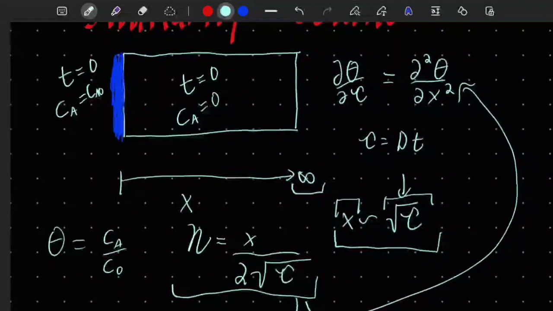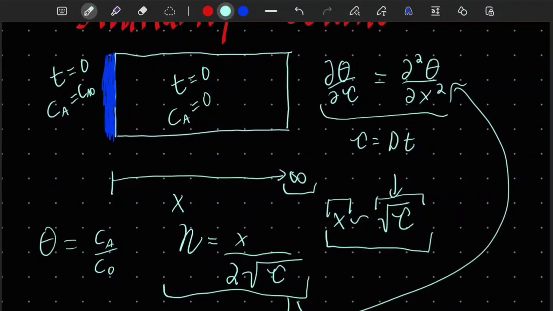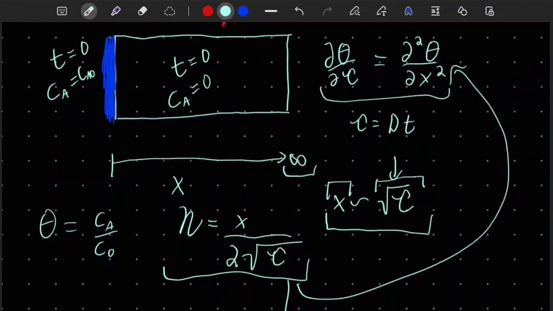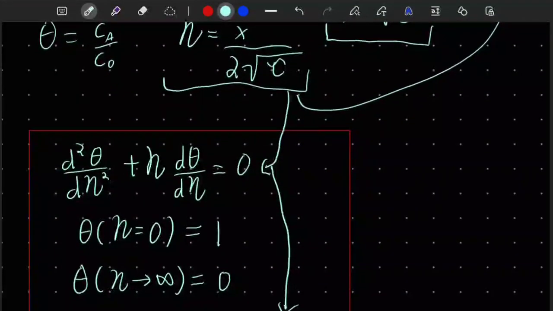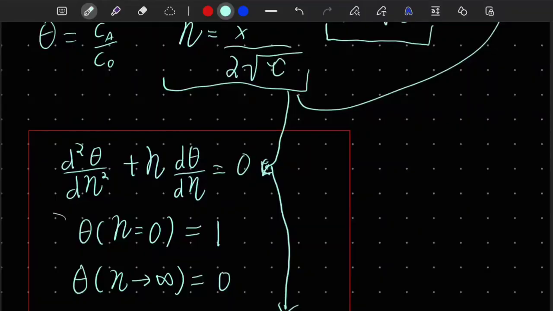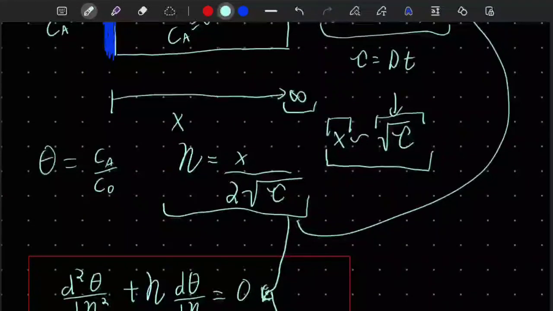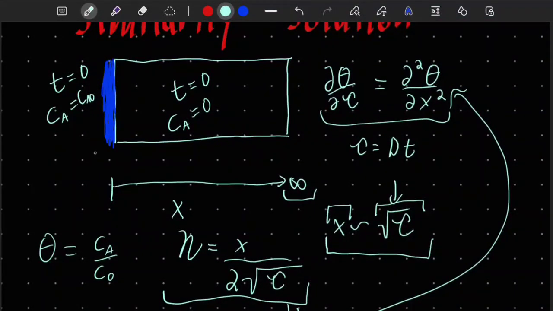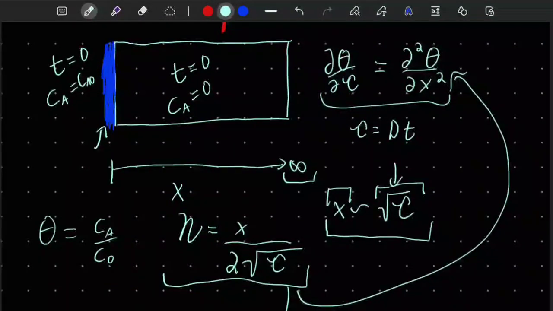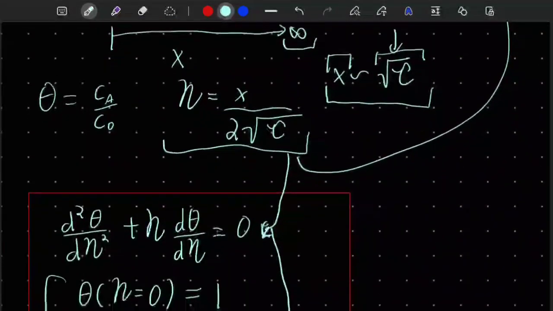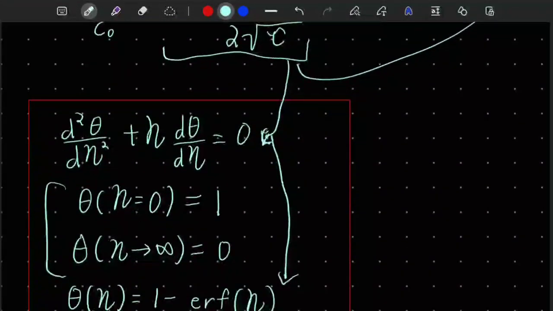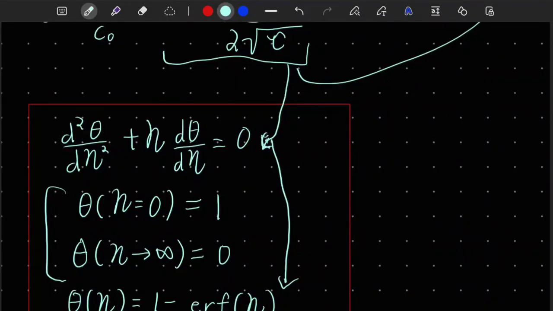And so we use that fact to create a similarity variable, and we non-dimensionalize just the same as we did before because this is the same. And so you write out a governing equation, you get something like this, and you apply the boundary conditions. So as once before, we want theta to be 1 at the boundary, and we want really far away to be 0. And if you were to solve this equation, you get something written in terms of the error function.